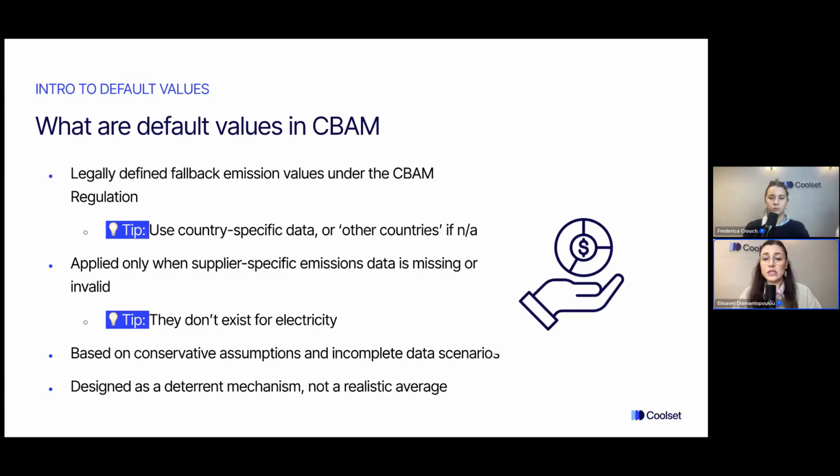Also it's important to mention, and I think we had some questions on it as well, that default values do not exist for electricity, at least for now. Electricity always requires the actual data from the installation where it was produced. And one interesting point on default values at first glance is that they're not designed to represent any sort of realistic average value of these installations. We have noticed that there are specific reports that already mention that using default values could lead to even 30 to 60% higher emissions than using actual data.